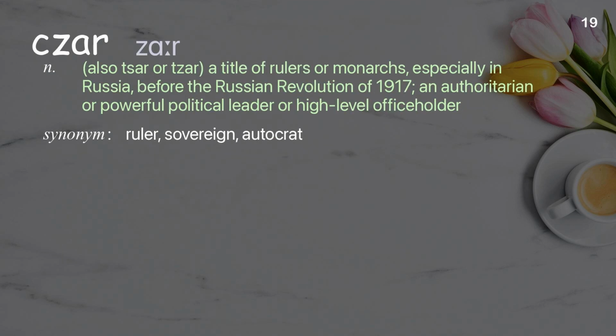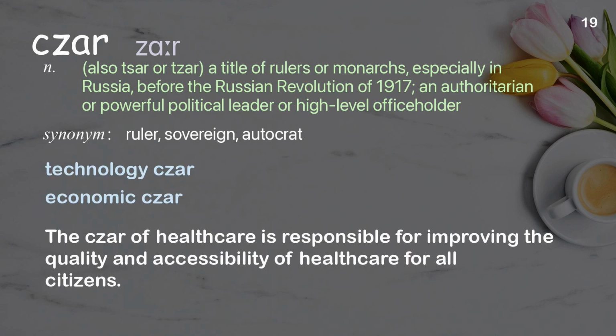Czar. Also tsar, a title of rulers or monarchs, especially in Russia, before the Russian Revolution of 1917, an authoritarian or powerful political leader or high-level officeholder. Examples: Technology czar. Economic czar. The Czar of Healthcare is responsible for improving the quality and accessibility of healthcare for all citizens.